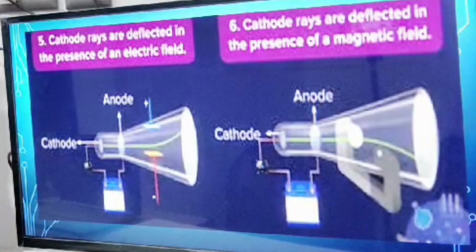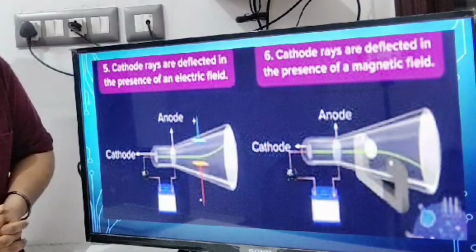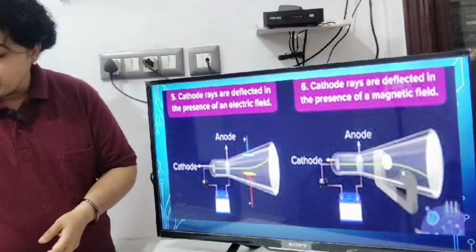Cathode rays are deflected in the presence of an electric field. Cathode rays are deflected in the presence of a magnetic field. Okay, we know this.